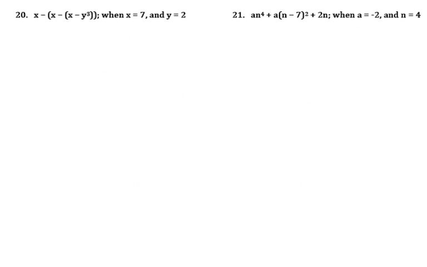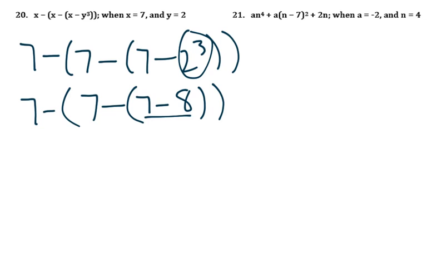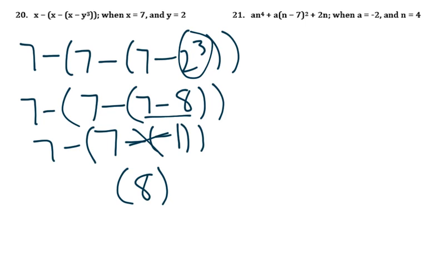Alright, last two problems doing the same type of stuff. So x is 7 minus 7 minus 7. Notice I've got those parentheses. Minus y cubed. So first I deal with that inside the parentheses. So 7 minus 2 cubed is 8. 7 minus 8 is negative 1. So 7 minus a negative 1 would be like plus. So 7 plus 1 would be 8. 7 minus 8 would be negative 1. So kind of a weird one, huh?